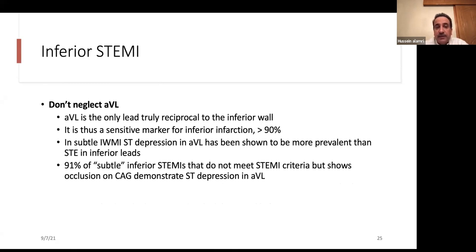AVL is a lead that is very important. AVL is the only lead that truly is reciprocal to the inferior wall. It is a sensitive marker of inferior infarction. When there are changes in this lead, there's more than 90% probability that there's an inferior wall MI, especially when the ECG is not diagnostic, when you find very minimal ST elevation in the inferior leads, which we see so many times in the meeting. So when you are in doubt, always look at AVL.